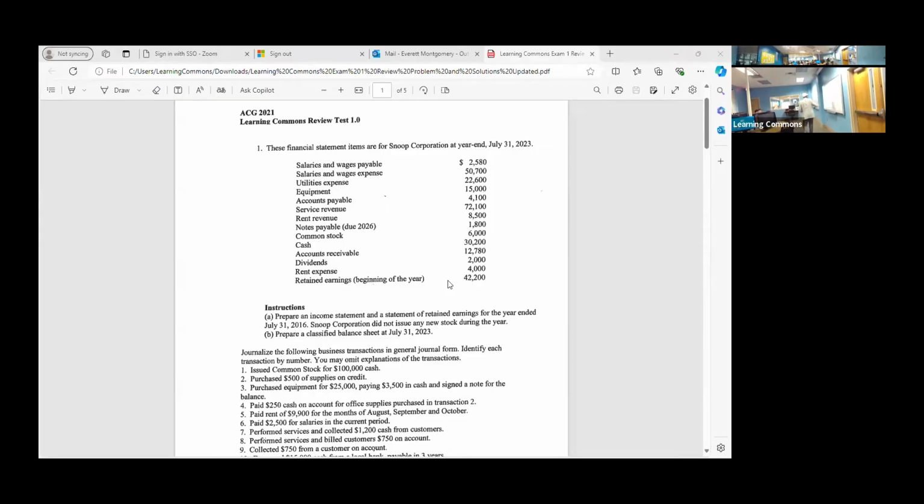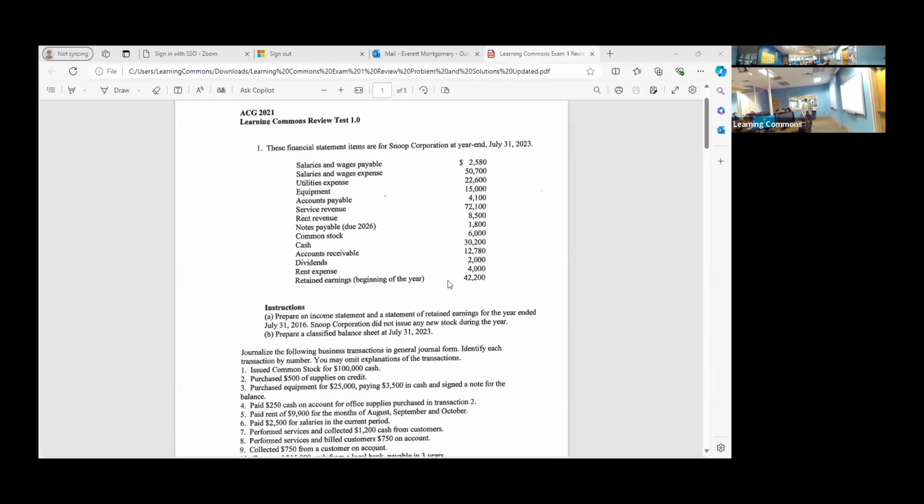And the information up here was the beginning balances. Remember, when you see that, those are beginning balances. What we're going to do is take these balances at this period of time and prepare an income statement, a retained earnings statement, and a balance sheet. That's what we're going to do. I'm going to take you through that.